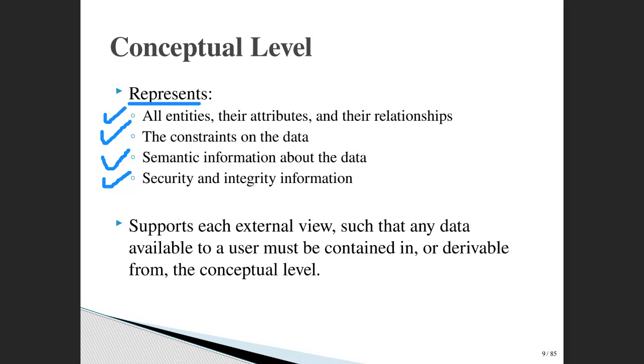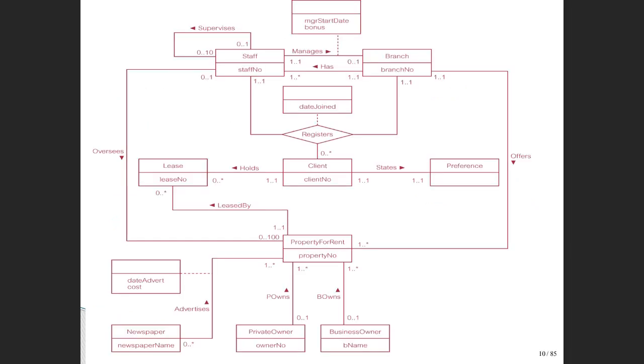Keep this in your mind: this representation will support the external view. It will support it and will be available whenever the user derives some information or data from the conceptual level. I will discuss now how this will be represented.